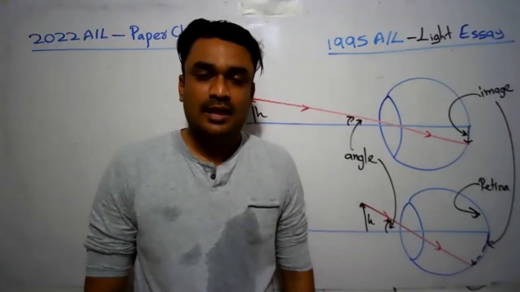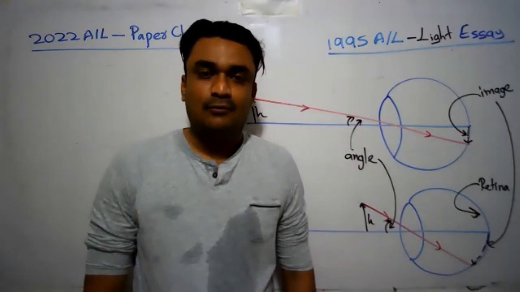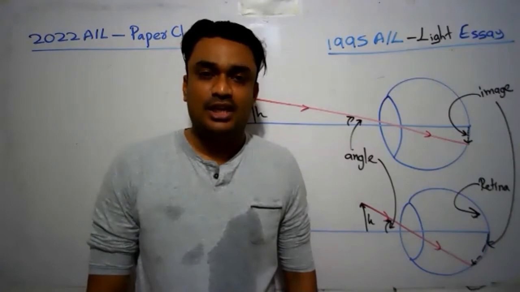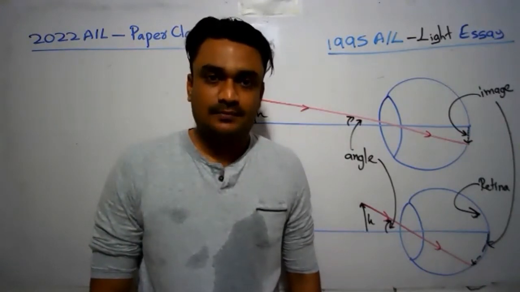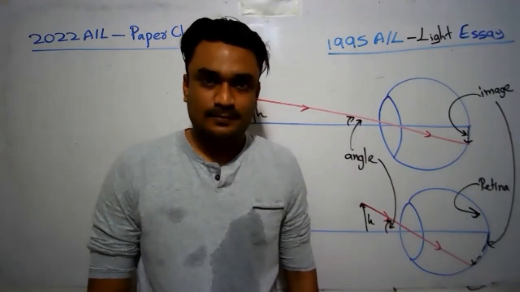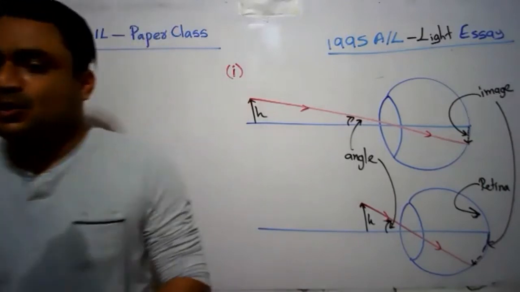Therefore, angular magnification is a better measurement. Okay? Right. Let's go to Roman number 2.